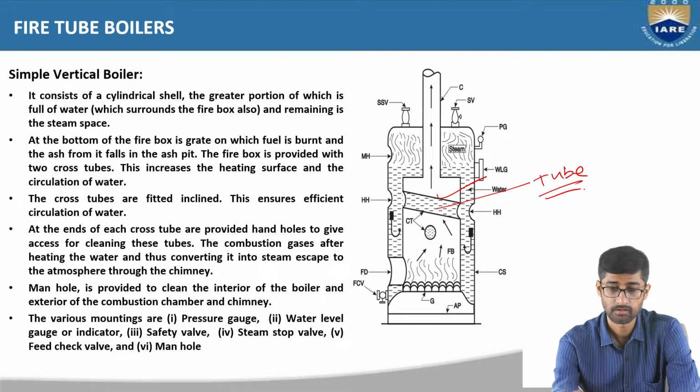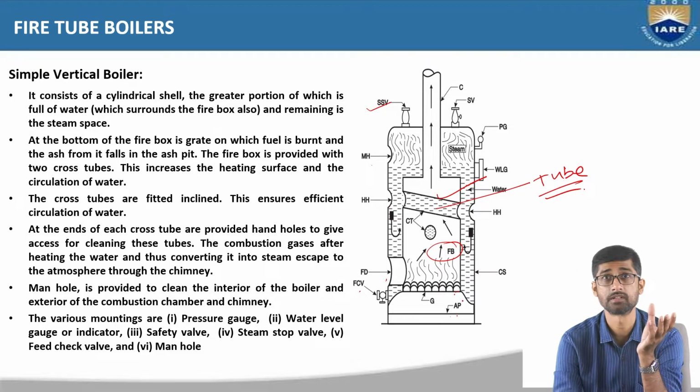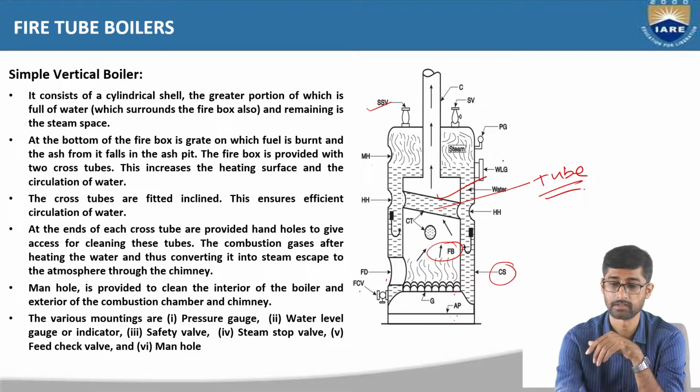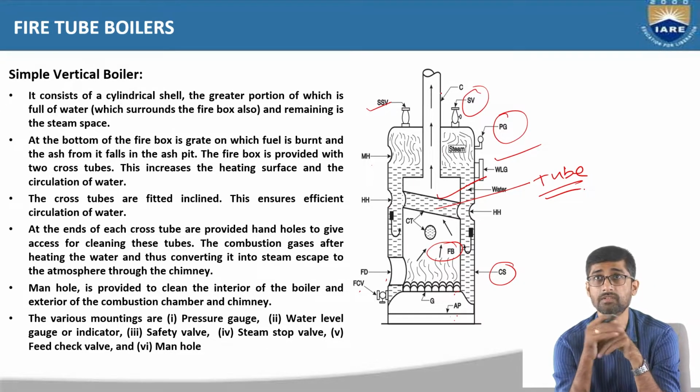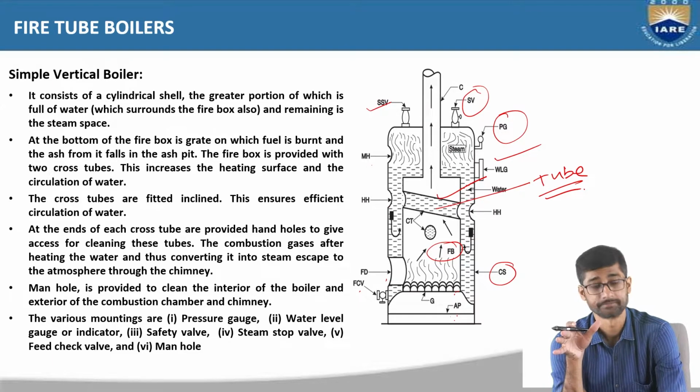Now, if you see, these are all called mountings. This is the steam stop valve. This is the manhole, this is the hand hole, fire door, feed check valve. This is the grate. This is the furnace, the firebox, and the furnace is above the grate, and this is called the ash pit. After burning of fuel, the impurities, the unnecessary part, are collected in the ash pit, right? This is the cylindrical shell, and this is the level of water. This is the water level gauge, this is the pressure gauge, and this is the stop valve. These are all called mountings of the boiler. This is very important, because without mountings, this boiler cannot work properly.